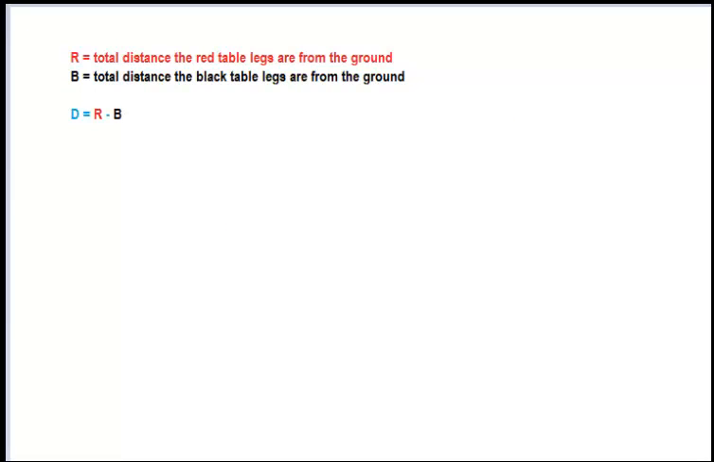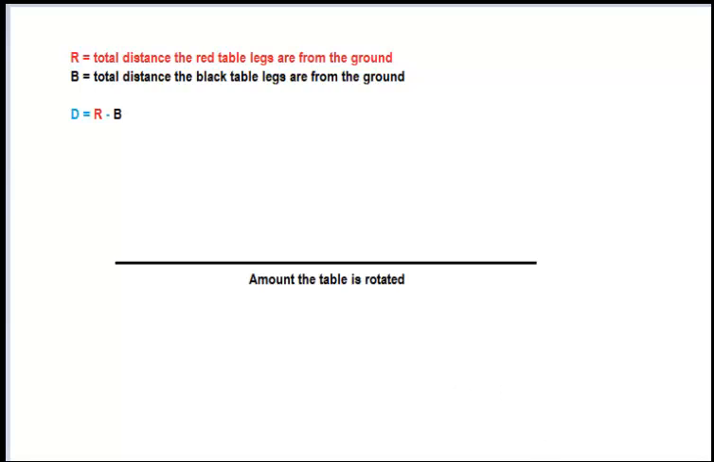In order to talk about the table problem in math terms, we need to think of a function to deal with. So I'm going to think of r as the total distance the red table legs are from the ground. They can wobble back and forth, but there's some amount of space between those legs and the ground. And b, the same thing for the two black legs. I'm going to create a function d, which is the difference between the red ones and the black ones.